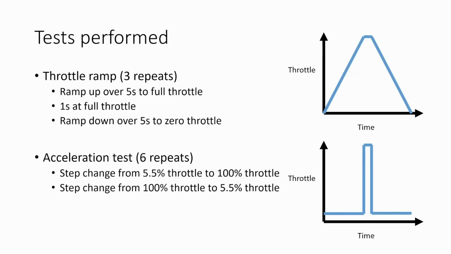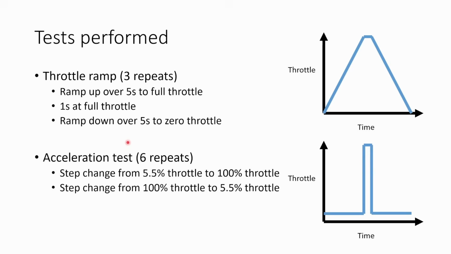So the data you're going to see presented in this video was collected using two different tests. The first was a throttle ramp, where I started at 0% throttle and then ramped up to 100% throttle over 5 seconds, paused for 1 second at full throttle, and then ramped back down over 5 seconds to zero throttle. And this test was used to produce the efficiency graphs that you're going to see across the whole throttle range.